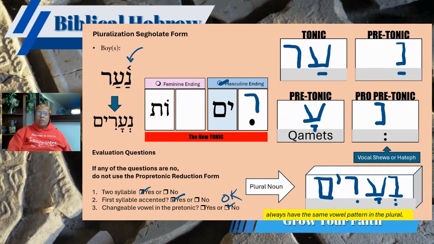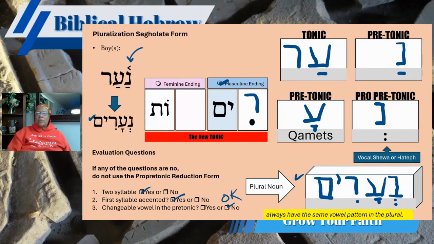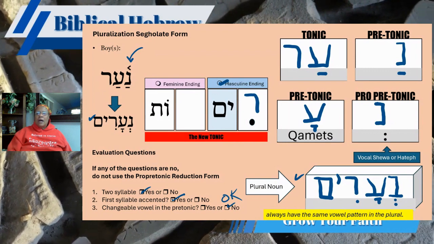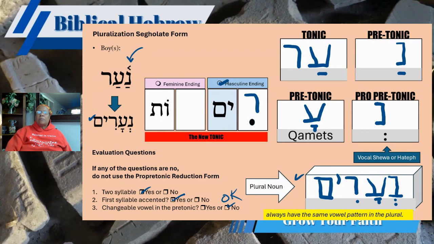All right, so let's check it. Does it look like this? The lexical form? Yes, it does. Na'ar. All right, let's look at the plural.